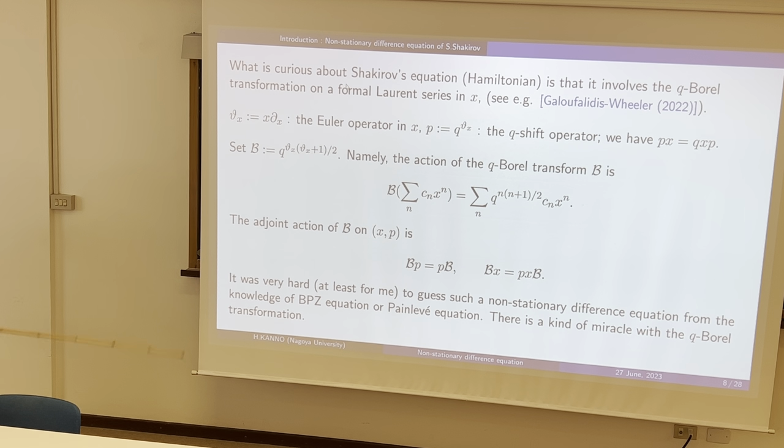So as I told you, it was very hard, at least for me, to get such a non-stationary difference equation from the knowledge of the BPZ or Painlevé equation. So there is a kind of miracle with this transformation.